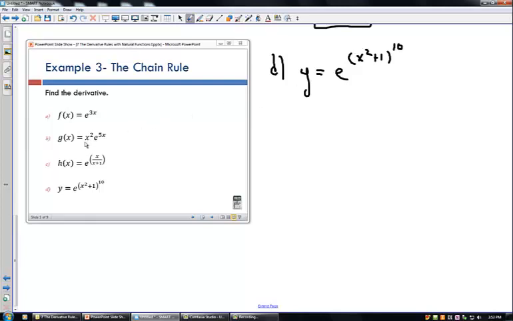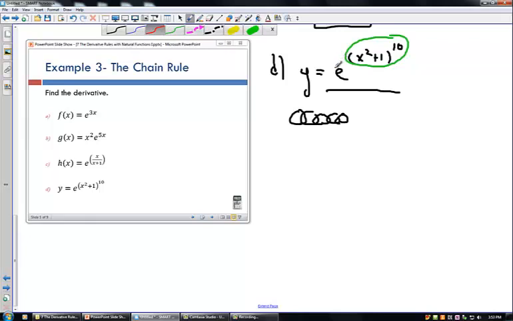Just like over here, this was a product with a chain inside it. This was a chain with a quotient inside it. This one here that we're doing right now, this is a chain rule with another chain rule inside of it. I mean, that's why they call it a chain rule, really, because chains sort of link together in some sense. So when I take the derivative of this, the first thing I do, let's identify inside and outside. So here's my inside function, and then here's my outside function.